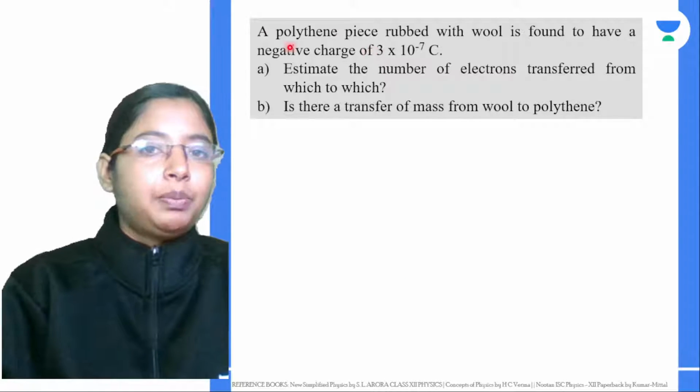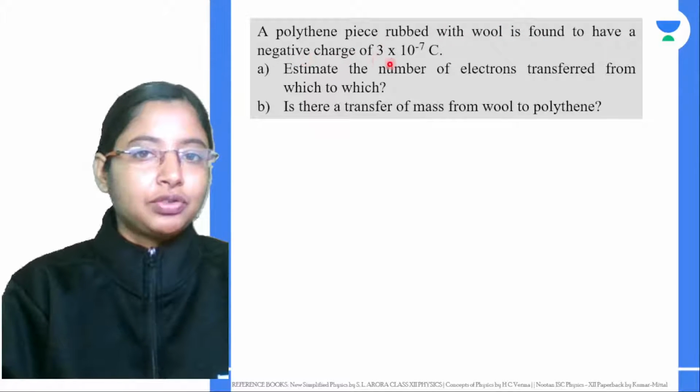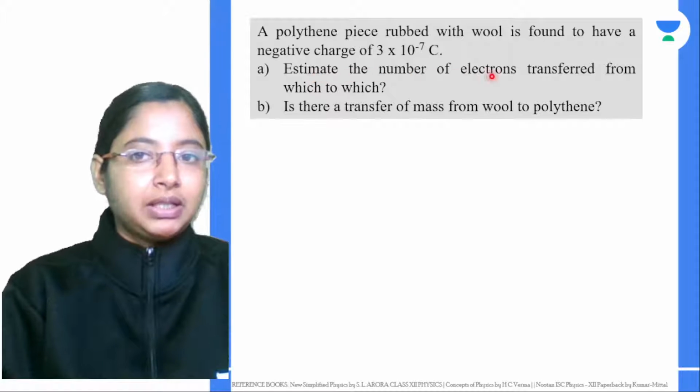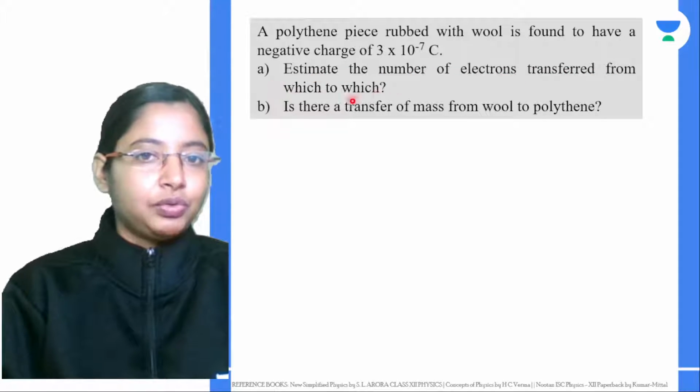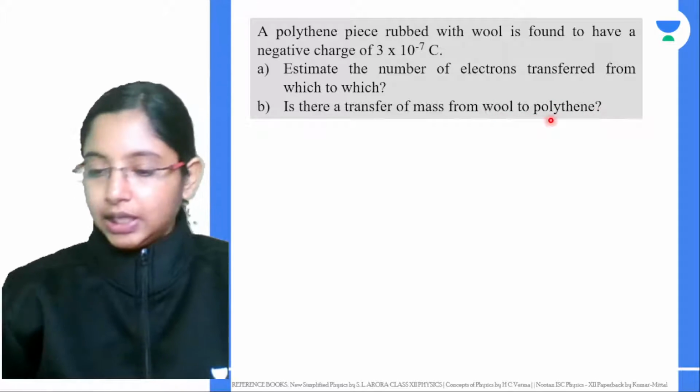Now, a polythene piece rubbed with wool is found to have a negative charge of 3 into 10 to the power of minus 7 Coulomb. Using that, we have to estimate the number of electrons transferred from which to which, and whether there is a transfer of mass from wool to polythene. That is the first question asked.